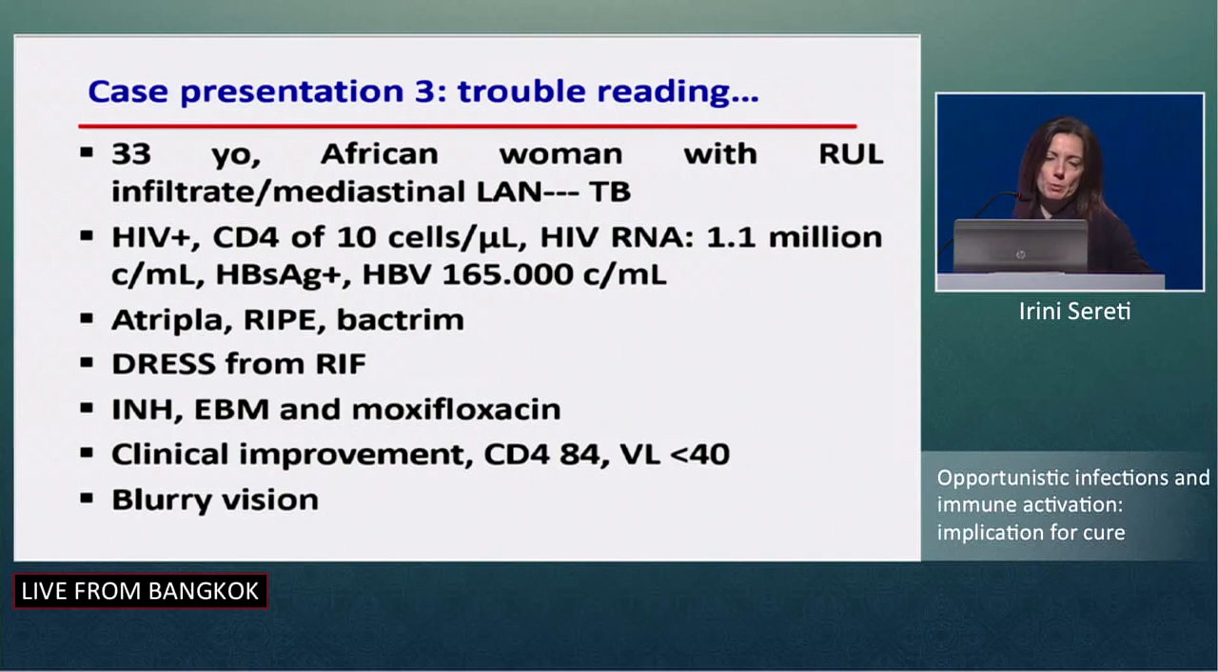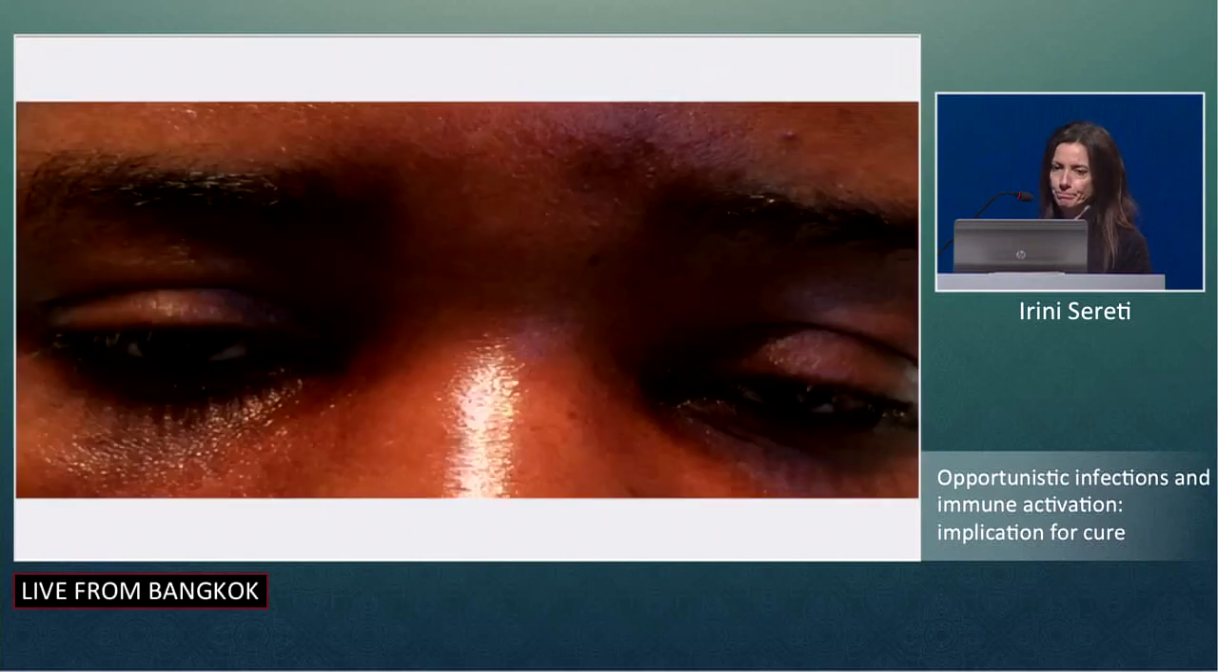She was started on Atripla, RIPE, as well as Bactrim. She actually had DRESS syndrome from rifampin, so we ended up taking her off rifampin. When she was eventually referred to us to enroll in my protocol, she ended up on a maintenance regimen of INH, ethambutol, and moxifloxacin instead of INH and rifampin. She was doing great, clinically improved. CD4 was 84, viral load had suppressed to less than 40, but then she complained of blurry vision.